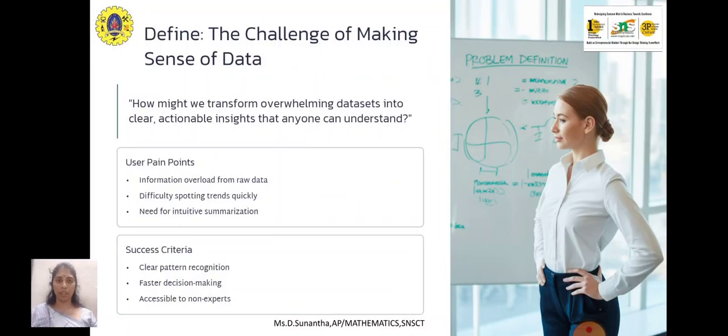Next is the define part, in which the challenge of making sense of data. How might we transform overwhelming data sets into clear, actionable insights that anyone can understand? First is user pain points: information overload from raw data, difficulty spotting trends quickly, need for intuitive summarization. Second one is success criteria: clear pattern recognition, faster decision making, accessible to non-experts.